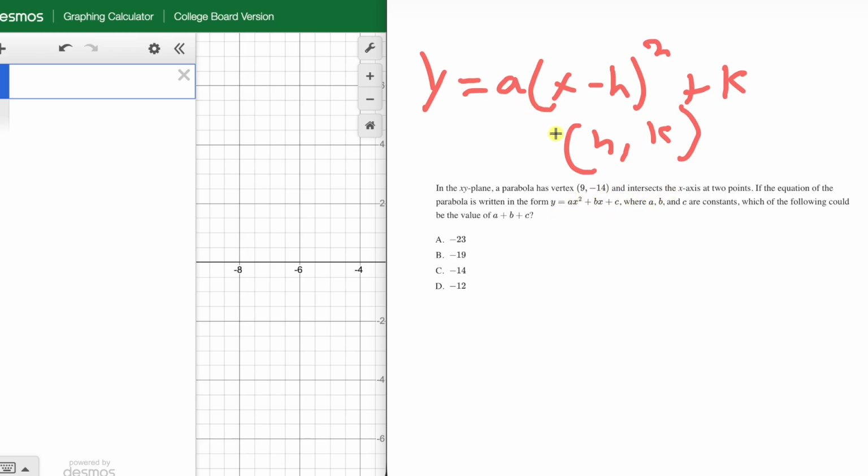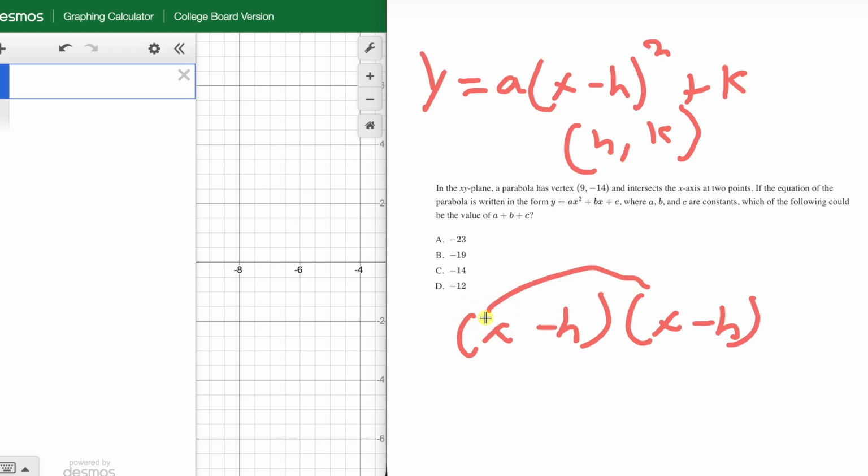So another thing here is that when you're doing this, you have to FOIL. What foiling is that this expands to (x minus h) times (x minus h). So what you do is x times x, then x times h, then h times x, then h times h.